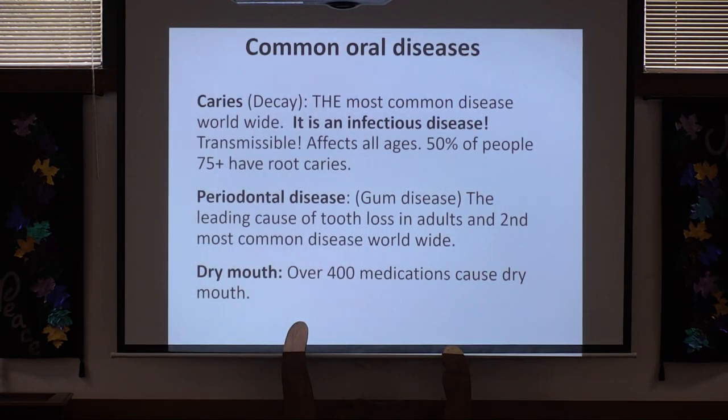Most common oral diseases, caries or decay. The most common disease worldwide is an infectious disease, transmissible. Affects all ages, 50% of people 75 and over have root caries. Periodontal disease, gum disease. The leading cause of tooth loss in adults and the second most common disease worldwide. Dry mouth, over 400 medications cause dry mouth.